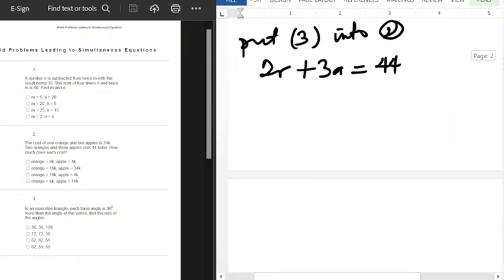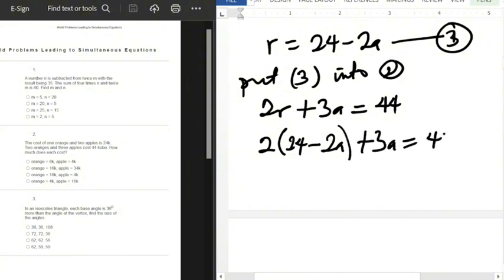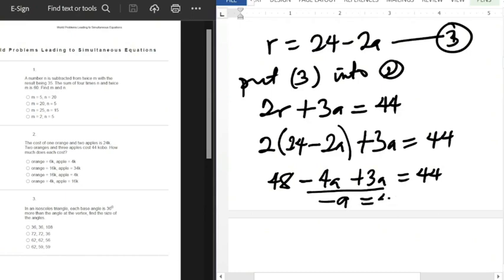So from here now, we put 3 into 2, so that's going to be 2 into 24 minus 2A, plus 3A equals to 44. So let's open this. This will give us 48 minus 4A plus 3A equals to 44. When we collect like terms, these and these are like terms, that is minus A equals to 44 minus 48.